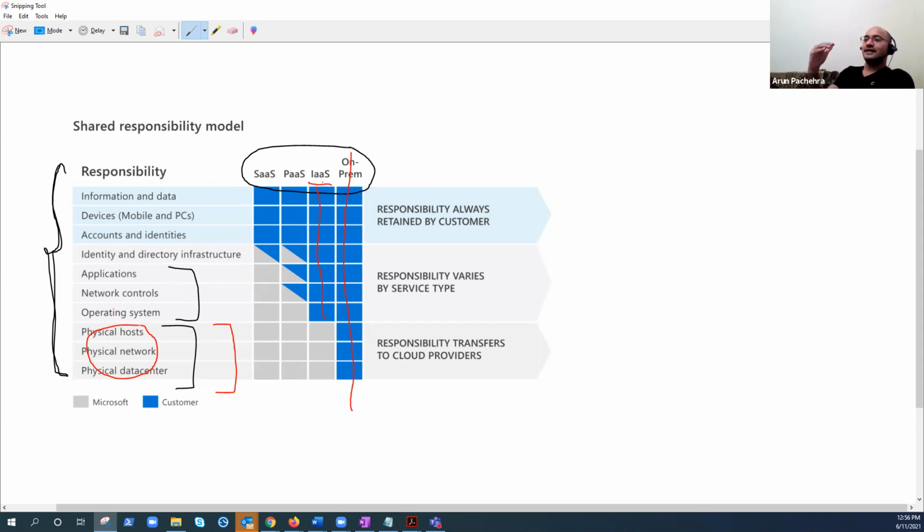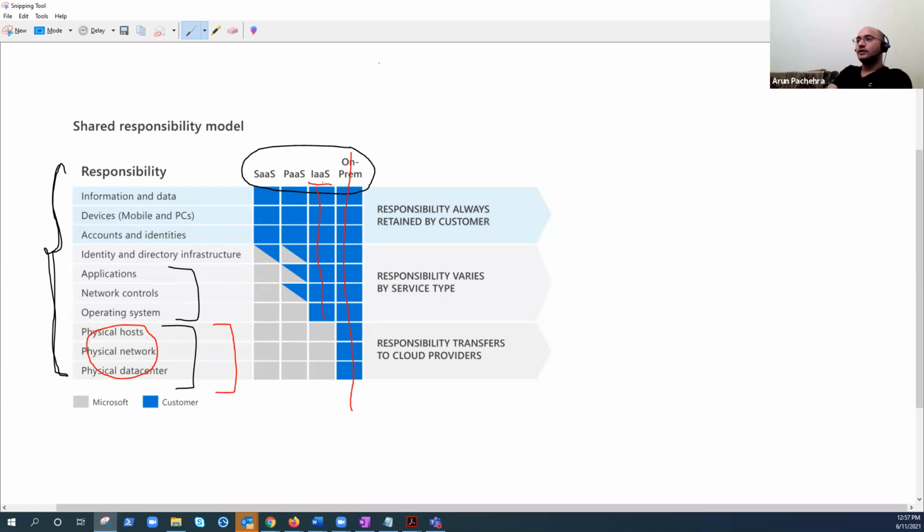So the control is the opposite. The control is getting decreased as well. As per the responsibility, you would have less control, because in infrastructure as a service, where you have your virtual machine, you have all the control on the virtual machine. But if you're using a SaaS application, you would have less control. The control is getting less and less. So is the responsibility.